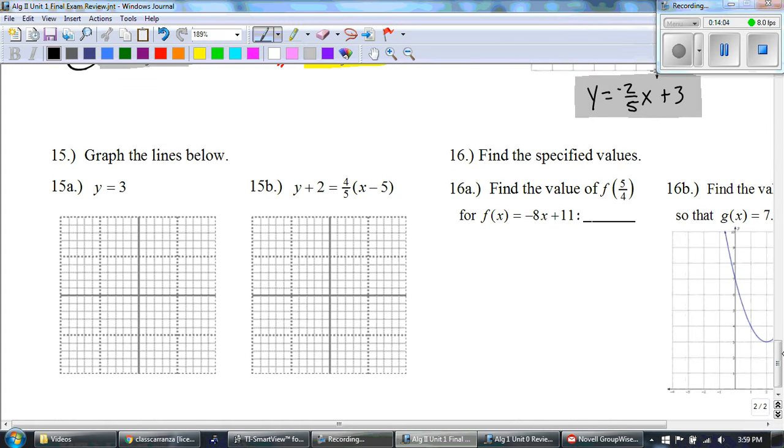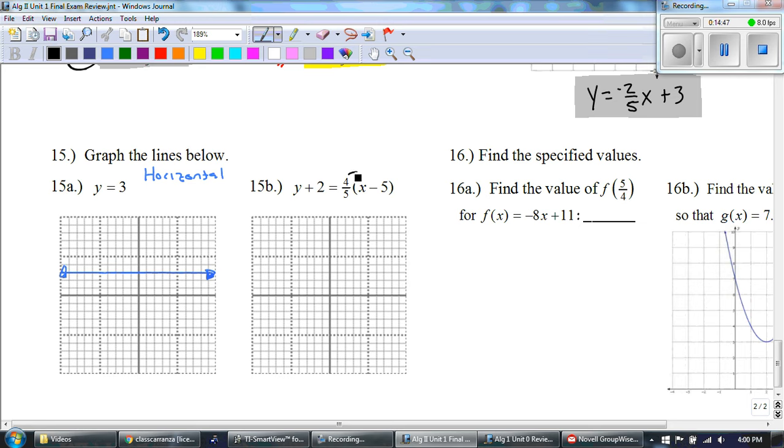Graph the lines below. So the first thing I'm going to say about 15A is that the y is by itself. It's a special case, and when the y is by itself, it's a horizontal line, okay? So at 3, we're going to go to positive 3, and then just draw a horizontal line. Now for 15B, the y is not by itself, okay?